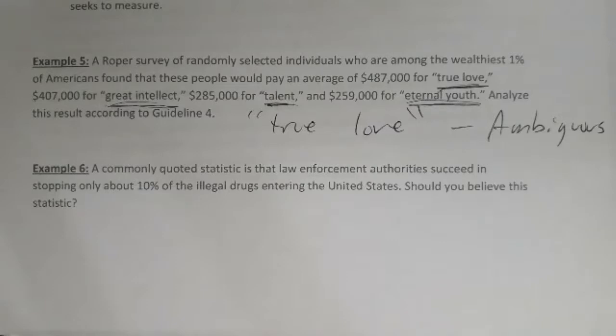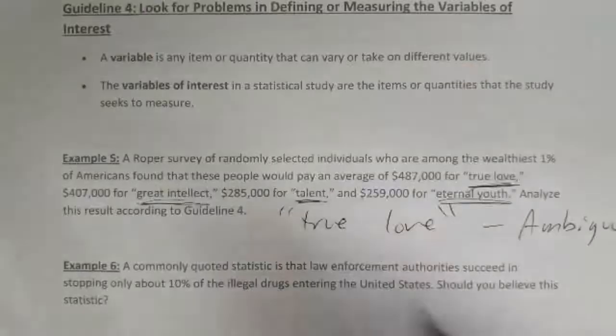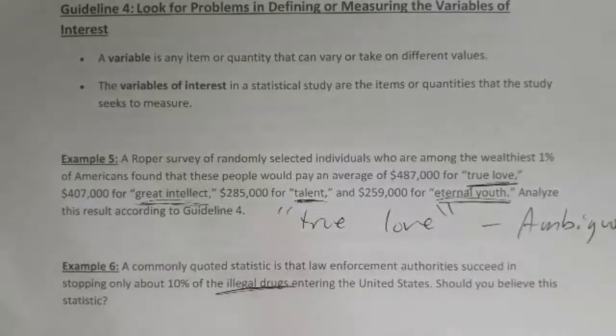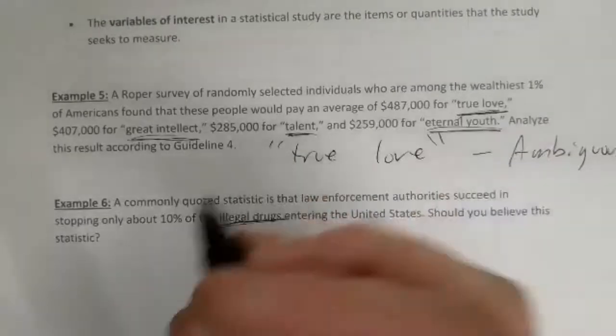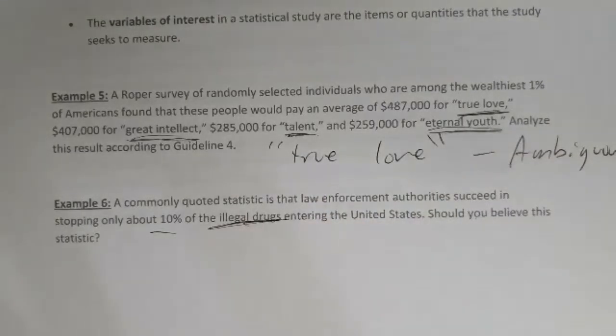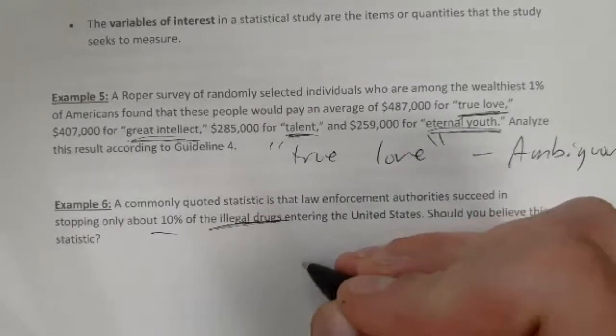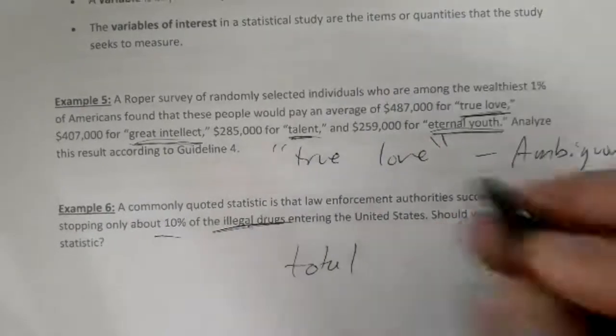Okay, so a commonly quoted statistic is that law enforcement authorities succeed in stopping only about 10% of the illegal drugs entering the U.S. Should you believe the statistic? And the book pretty flatly says this seems like something made out of thin air. Part of the reason they say that is we're talking about illegal drugs. If you want to know that 10% were stopped, you would have to know the total amount going through. So what is the total amount of illegal drugs going through?